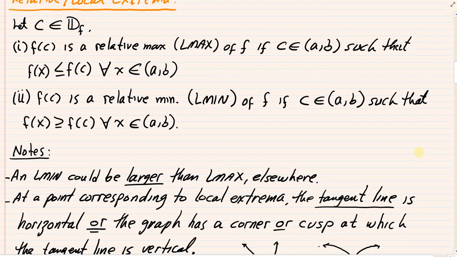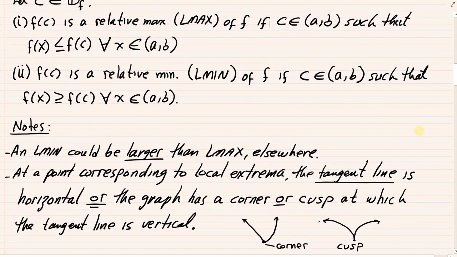Okay, now here I have a couple of notes for you. One is that the local minimum could be larger than a local max elsewhere, and vice versa. A local maximum could be smaller than a local minimum elsewhere.